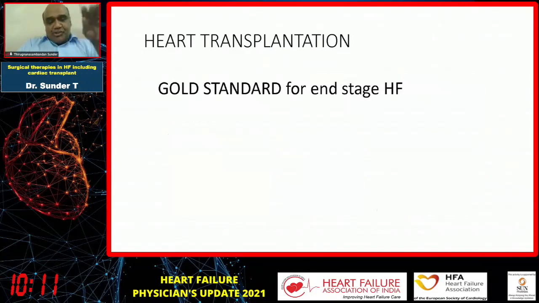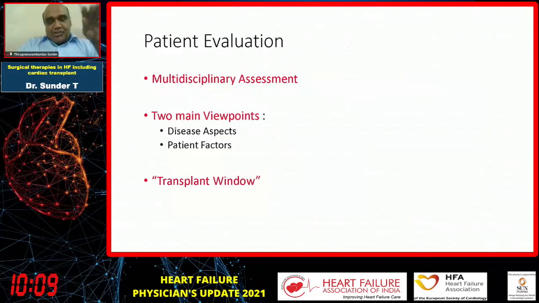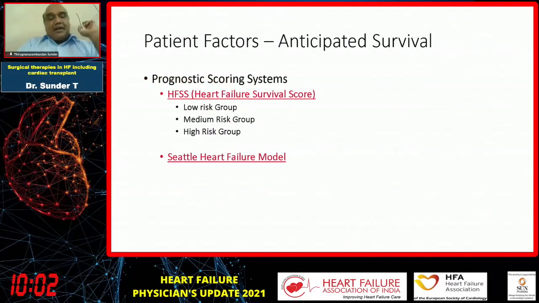It needs to be assessed by a lot of specialists, but there are two main viewpoints: disease aspect and patient aspect, and there is something called a transplant window. So you don't want to transplant a patient too early during the disease. So you think about a transplant only when all options have failed. If not, transplant comes with its own share of problems such as rejection and infection and complications of anti-rejection pills.